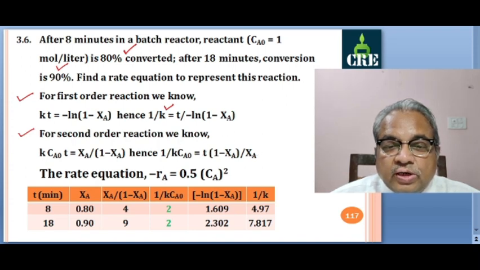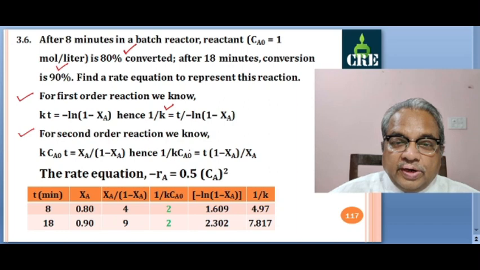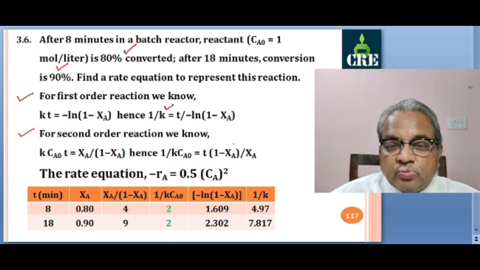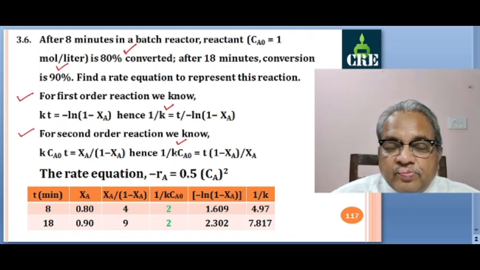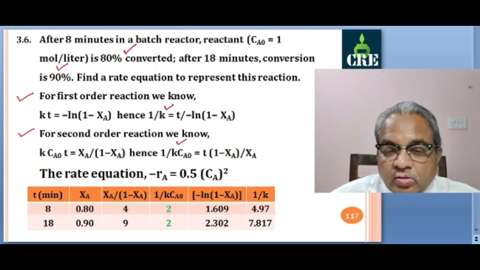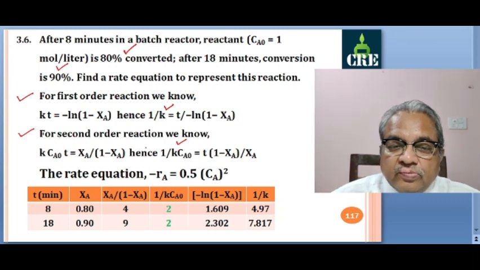So substitute again for 80%, time is equal to 8 minutes. For 90%, time is equal to 18 minutes. So substitute 0.8 and 8, 0.9 and 18, and you find out this 1 upon kCA0. If 1 upon kCA0 is the same for both time values from the given data, then you say that this is matching. So we have taken these points.